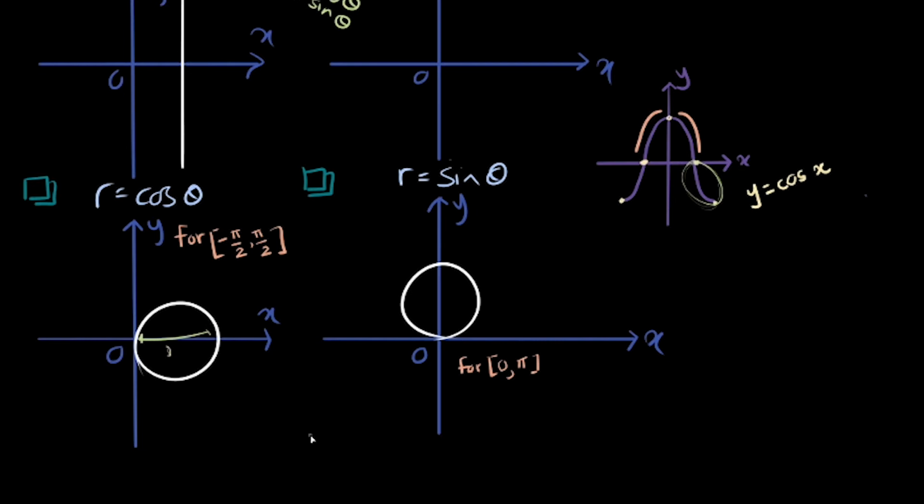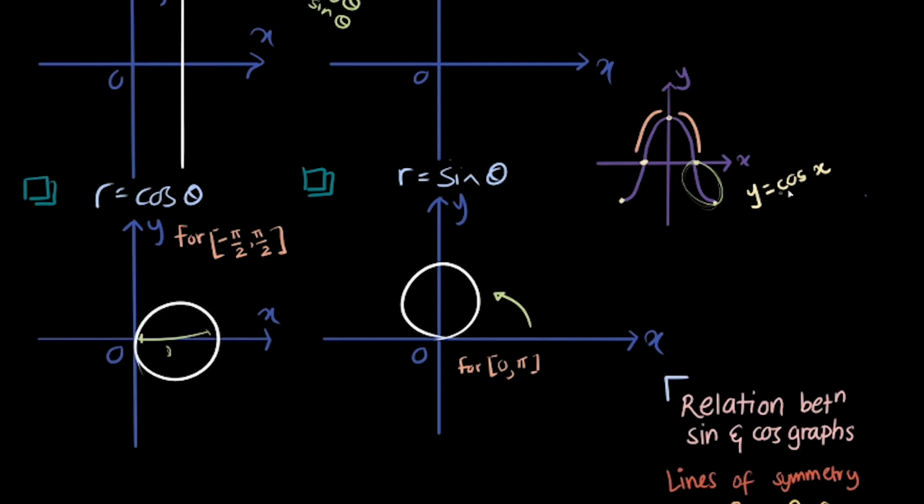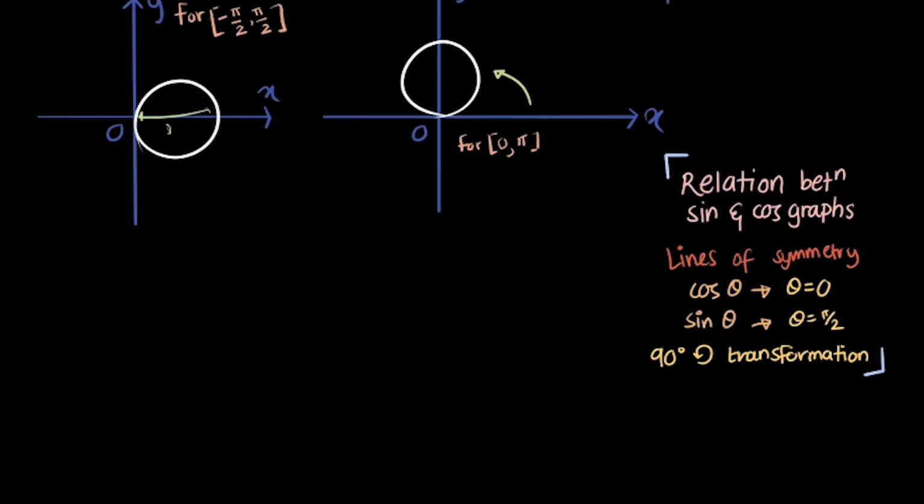You might have noticed the pattern here already. If you haven't, the sine graphs basically follow the same route as the cos graphs, but rotated. They undergo a 90-degree anticlockwise transformation. We'll elaborate on that in a bit. Now, you can see that for the r sin theta graph, we took the range from 0 to pi accordingly.